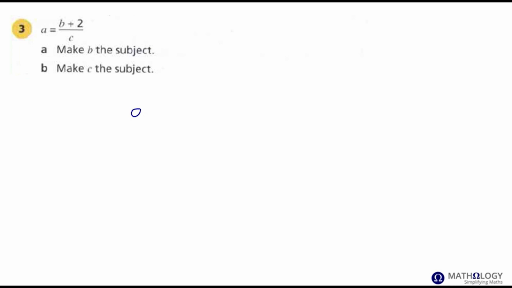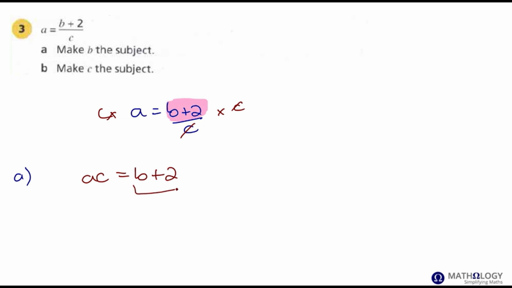Okay, question 3. A equals b plus 2 over c. The first part of the question is to make b the subject. Okay, well, let's just see where b is. B is part of the numerator of a fraction. So in order to get b on its own, we're going to have to remove that fraction, right? We need to separate it from c rather. B plus 2 is divided by c. So to reverse division, we're going to multiply. So we're going to multiply both sides by c, right? So that those will cancel. C times a will give us ac, and on the right-hand side we have b plus 2.